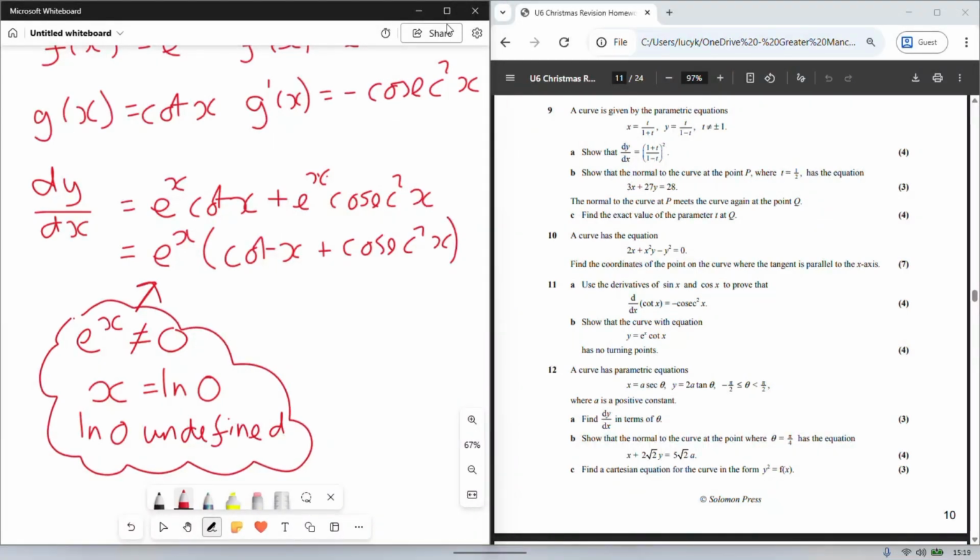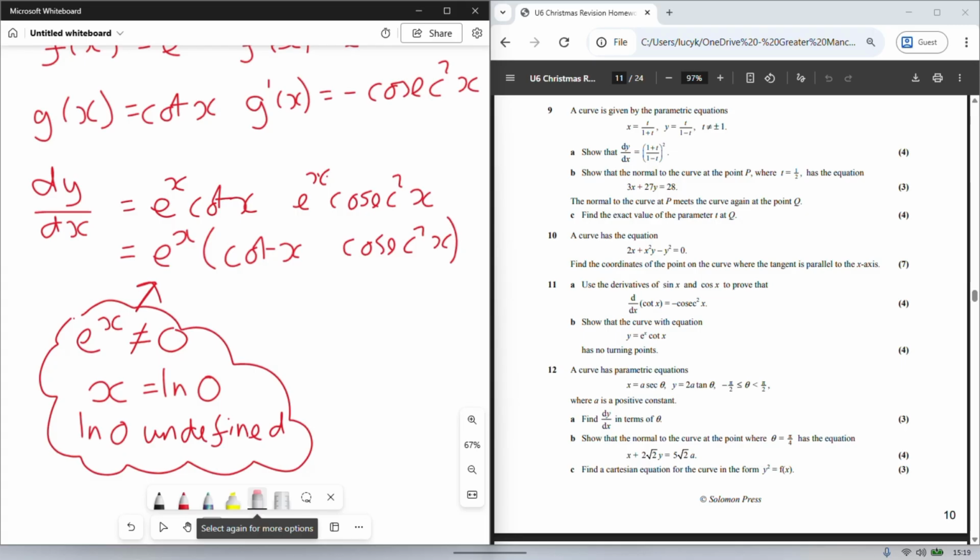Okay, so we've done the e to the x bit. We now need to deal with this cot x plus cosec squared x here. That's what we need to deal with now. But I've just realised that I have made an error here. That is a minus there.